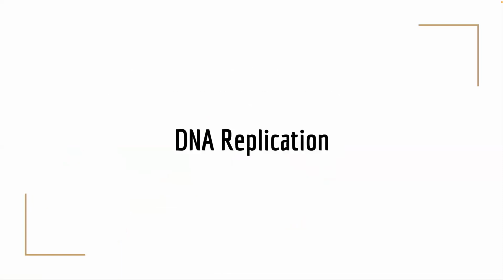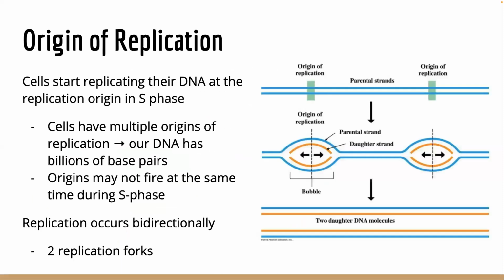Okay, so next is replication. At the origin of replication, that's where the cells start replicating their DNA. In S phase, cells have multiple origins of replication, as our DNA has billions of base pairs, and not all the origins will fire at the same time. And it's important to keep in mind that replication occurs bidirectionally.